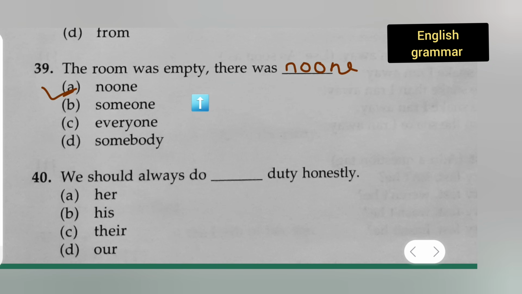And the fourth part is: we should always do dash duty honestly. Okay, our duty, O-U-R. Okay, option D is the correct option from this.